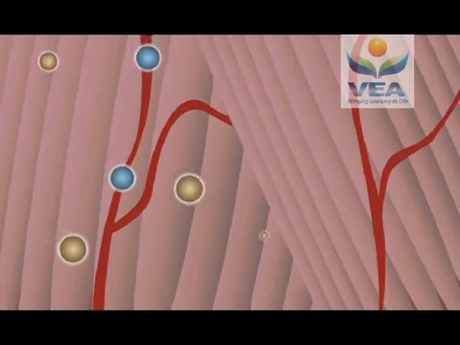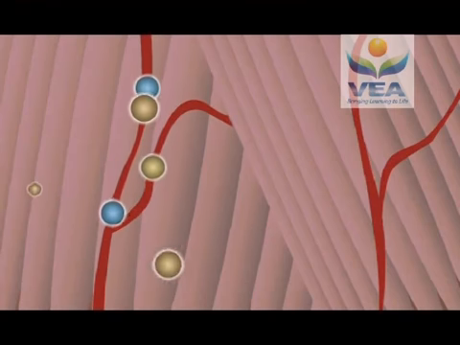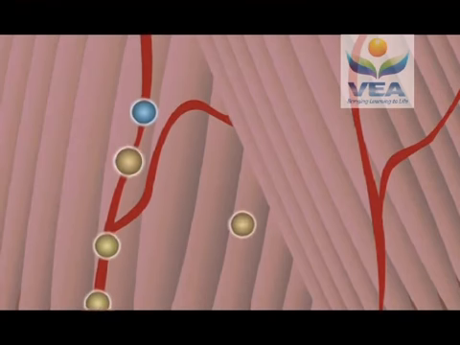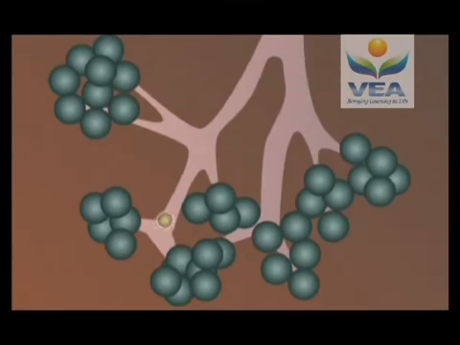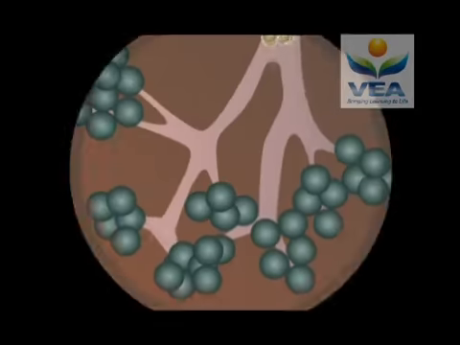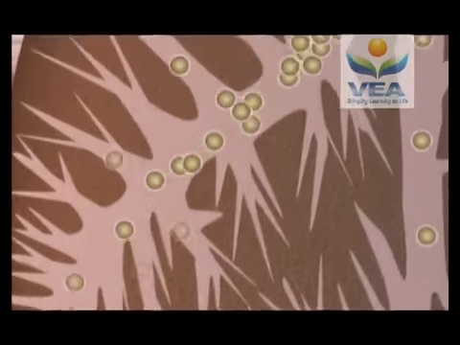The production of energy produces carbon dioxide as a waste product. Carbon dioxide is disposed of by essentially the reverse of the process that distributes oxygen throughout the body. The bloodstream transports carbon dioxide back to the alveoli. The carbon dioxide then passes into the lungs and is expired.